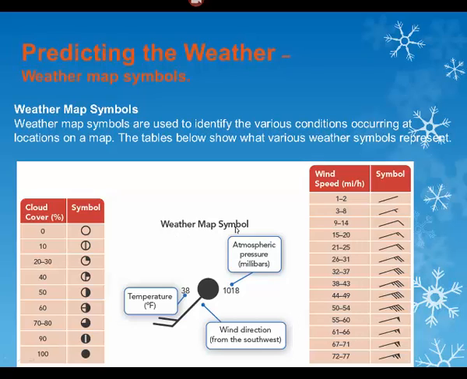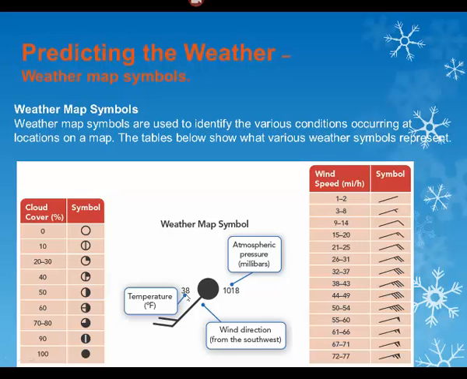Weather map symbols found on the weather map also have the atmospheric pressure measured in millibars. The wind direction uses the wind speed symbol, and it puts it off of the circle in the direction that the wind speed is coming from, or the wind direction is coming from. The temperature is also identified on these symbols.